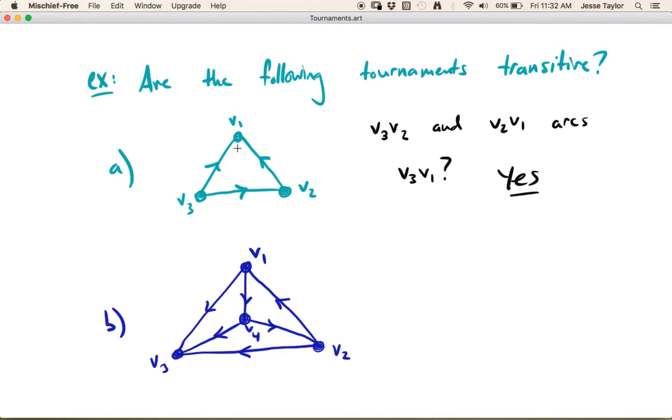Anytime you have a path of length 2 like this, where you go from V3 to V2, V2 to V1, then you have to close up this edge, right, in the appropriate direction. So that arc has to be there, and it has to be pointing the right way. So you might want to pause the video for a moment and think about whether or not this is transitive.